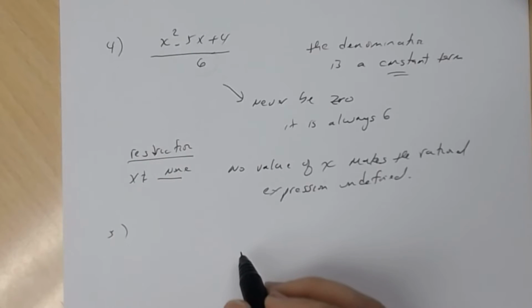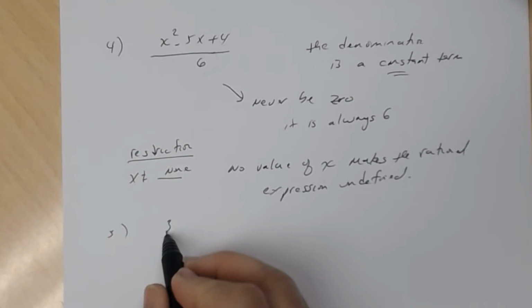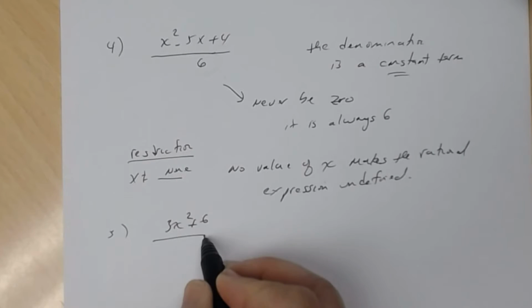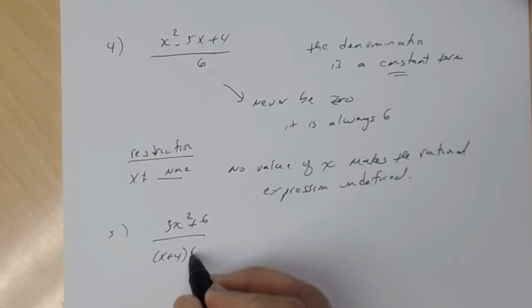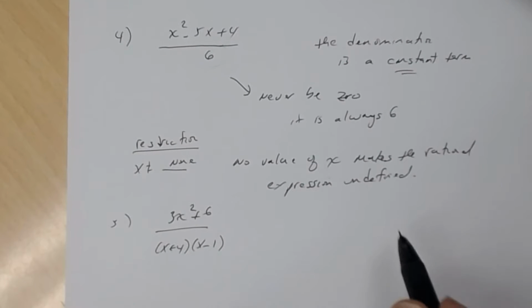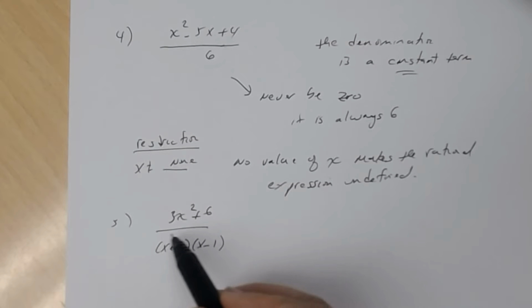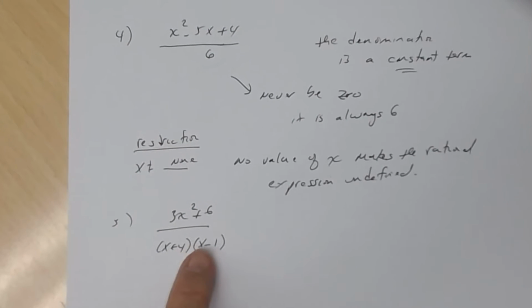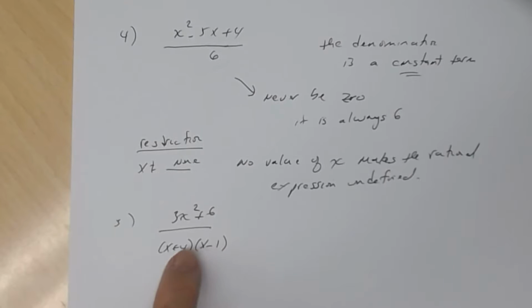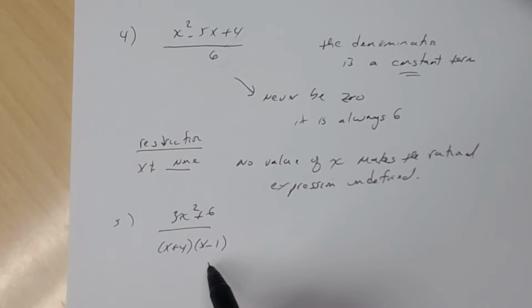Okay, so number 5, we have 3x squared plus 6 divided by x plus 4 times x minus 1. Now, notice in this example, again, I want to find the restriction, what makes the denominator 0. Notice I have a product of 2 factors. See, these are factors: x plus 4 times x minus 1. So just like you did in a previous lesson, when you solved quadratic equations by factoring, you want to find out what makes this denominator 0.